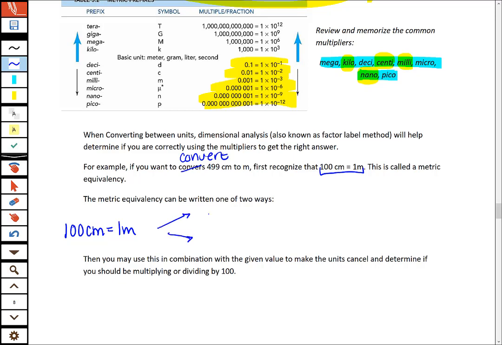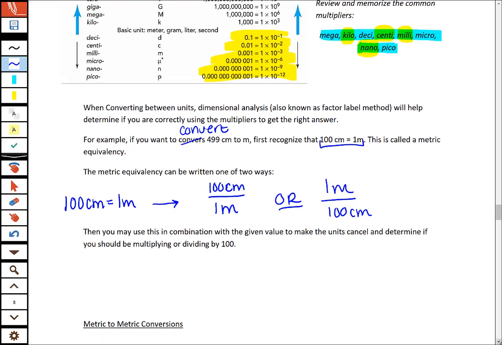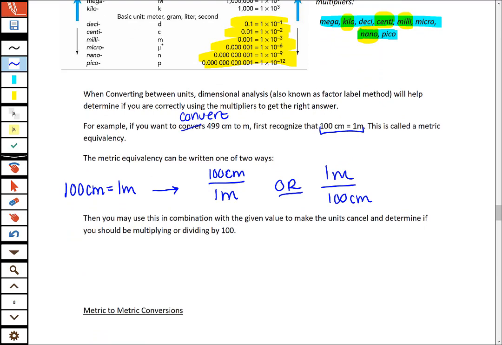Well, we can write it two ways. We can write it as a conversion factor, where we have 100 centimeters on the top and 1 meter on the bottom, or what we can do is have 1 meter on the top and 100 centimeters on the bottom. Then we can use this conversion factor to help us figure out if we should be multiplying or dividing by 100. So we start with what we're given, the 499 centimeters, and we say, okay, we want to get to meters. That's our goal.